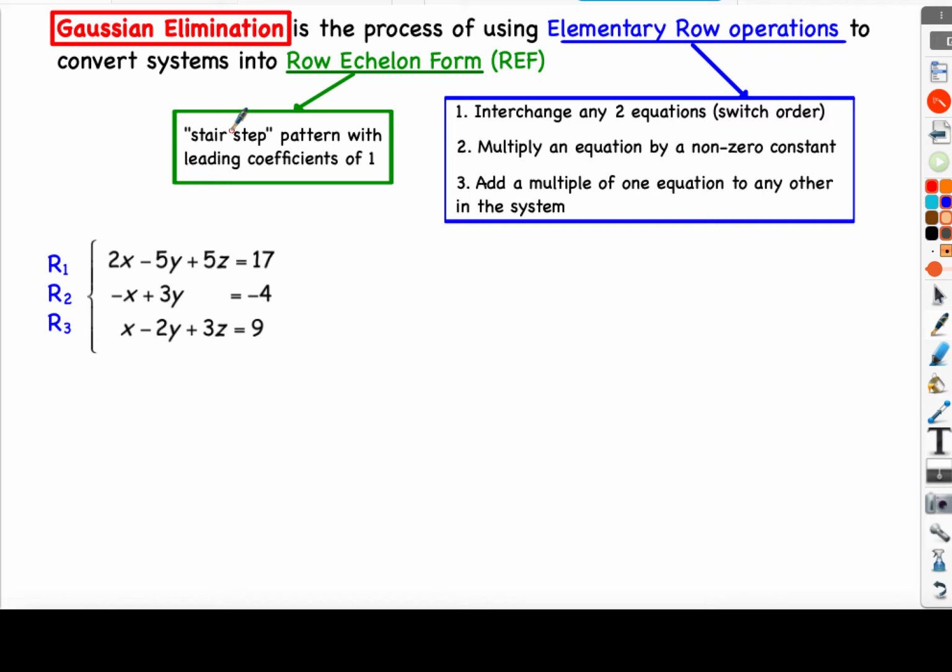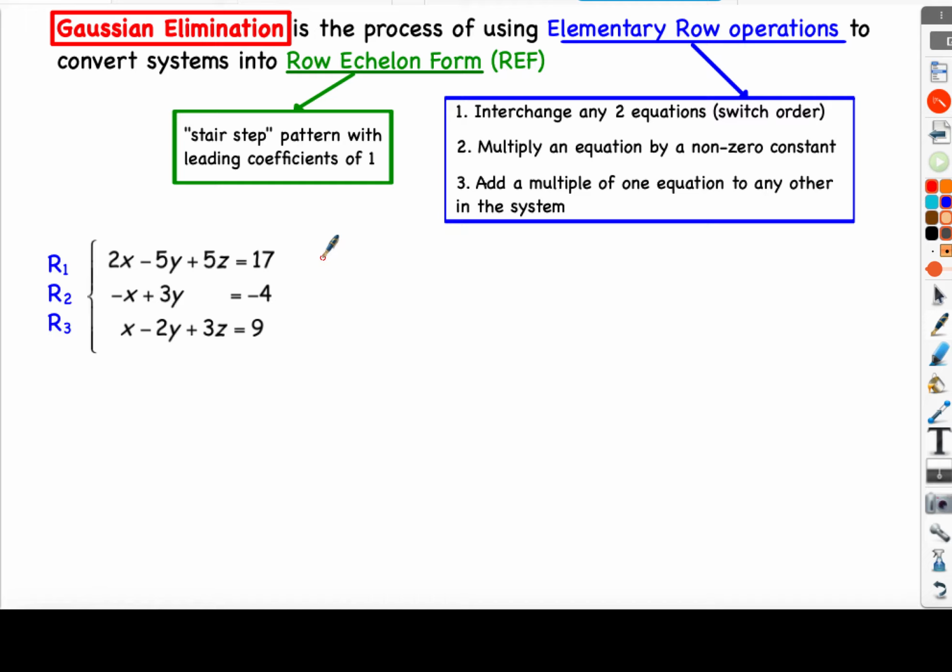Gaussian elimination is a process of using row operations, elementary row operations. Basically, we can switch equations, we can multiply equations by a constant, and we can add equations together, but it's using those three ideas to stay organized when we're trying to solve a system of equations. Our goal is going to be to reach row echelon form. That's that stair-step pattern I just talked about. So let's go ahead and try this out, and we'll see what Gaussian elimination looks like.